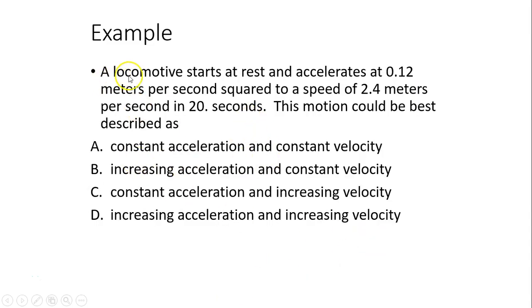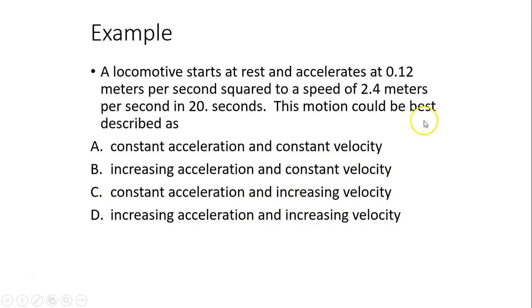Next question. An automobile starts at rest and accelerates at 0.12 meters per second squared to a speed of 2.4 meters per second in 20 seconds. This motion could be best described as what? Initial 0, final 2.4, so we know speed is increasing. So velocity has to increase. It's not a constant velocity. So it can be C or D.